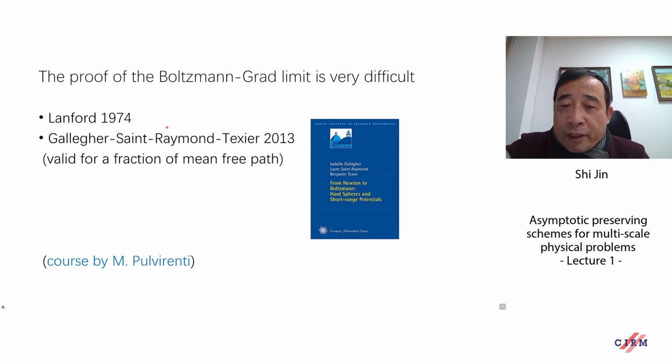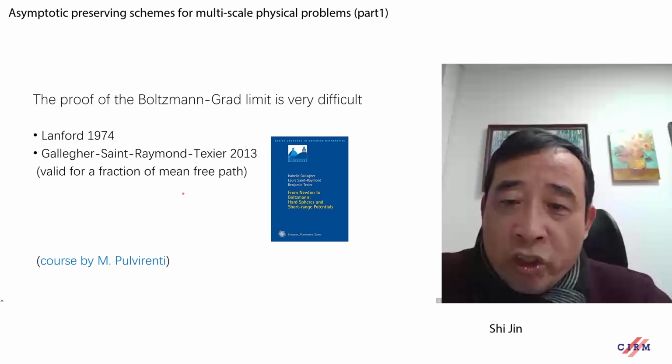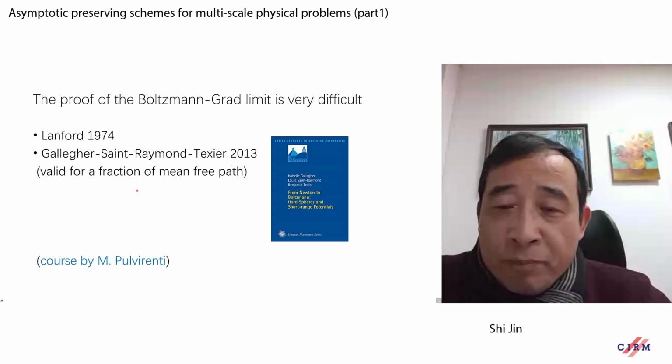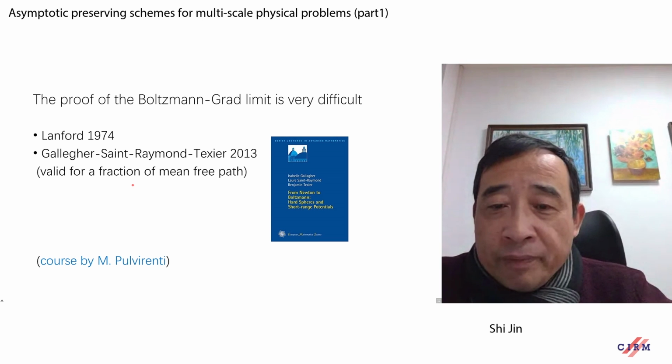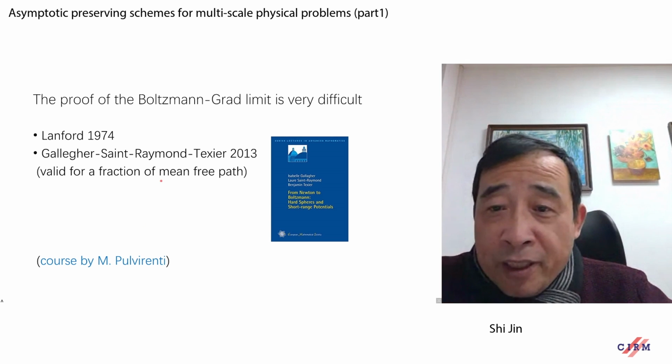Unfortunately, the mathematical proof of this limit is valid for a very, very short time. It's for a fraction of the mean free path. The mean free path is the average distance between two collisions, right? So this limit is valid even before a collision happens. So it's a very difficult fundamental work, but unfortunately, physically it is far from satisfactory. Mario Pulvirenti is a leading expert in this business of the mean field limit of kinetic Newton equation. He's going to cover some of the work in this direction.